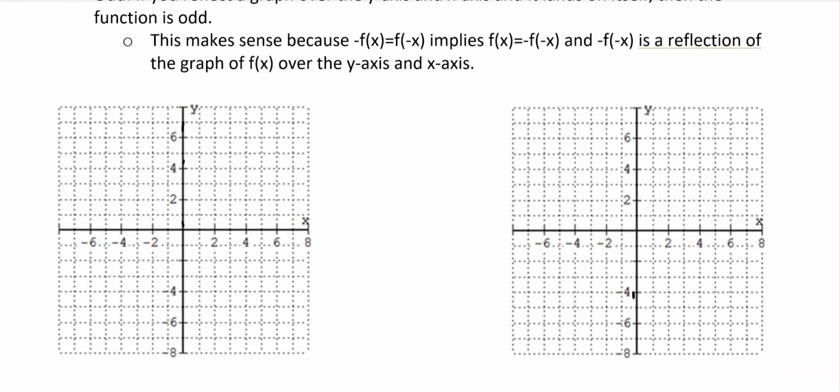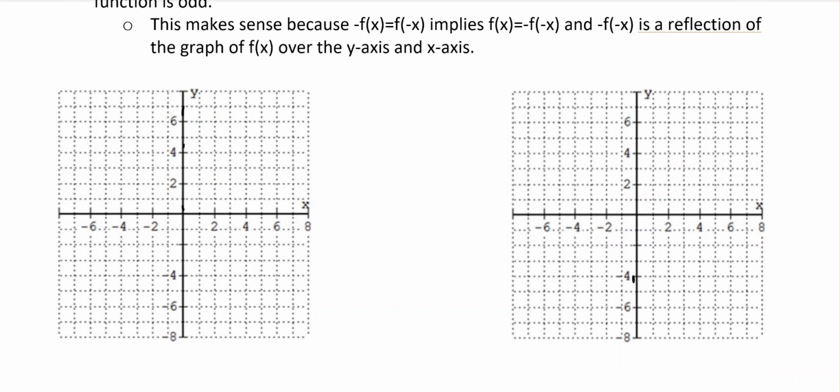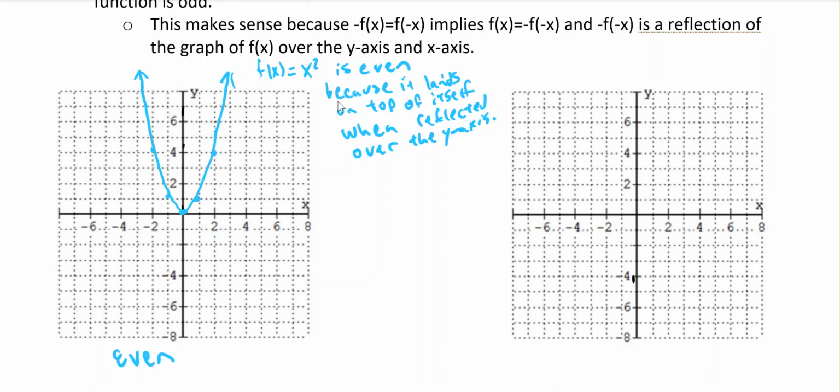So with that in mind, there's two functions you definitely want to keep in mind when you're thinking of even and odd functions. And they are the following. The function f of x equal to x squared is even, so that nice parabola. And it's that way because if I reflect it over the y-axis, it's going to land on top of itself. Now, this should be your prototypical even example.